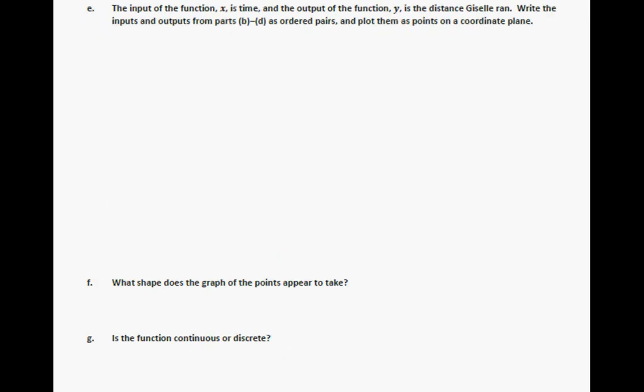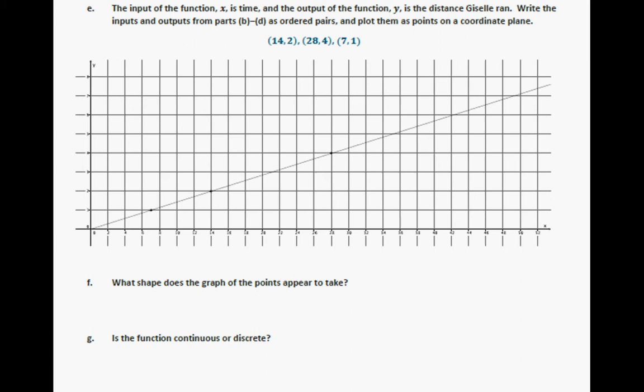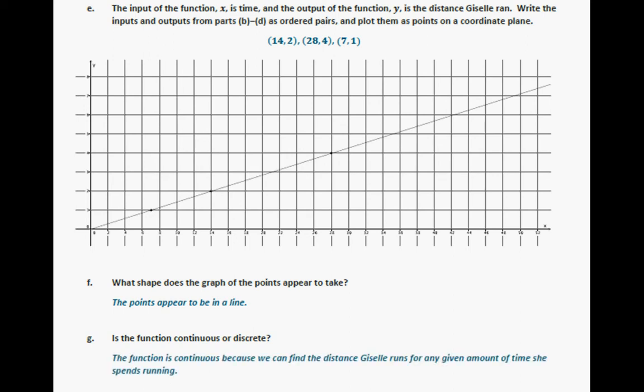Alright, so here we are at 1E. You're going to be doing a graph here. Alright, you should be done with 1E. And you should have something that looks like this. Go ahead and do 1F. You are done with 1F. Here's the answer. And 1G. You're finished with 1G. Your answer should be this.